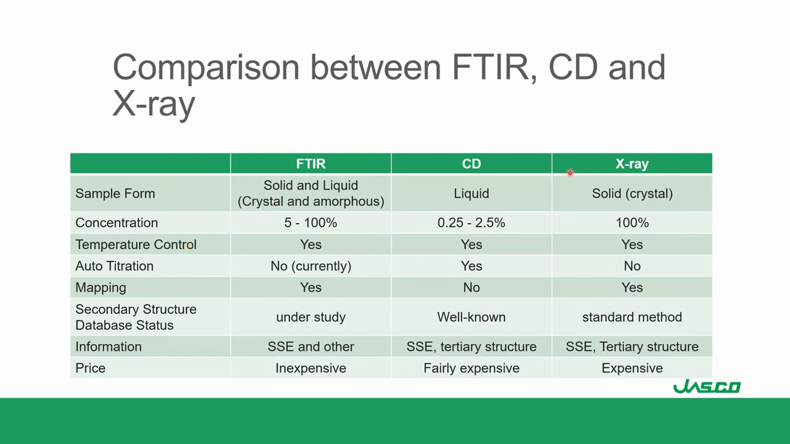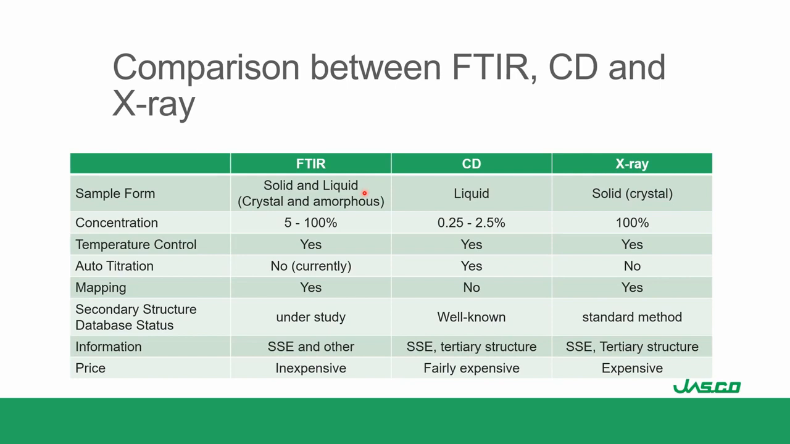Basically, we are going to be looking at solid samples that are crystals, of course, because we are talking about solid samples. The concentration is 100%. In X-ray, it's possible to have temperature control, and also do mapping. It's a standard method, and the information that we can get from proteins is secondary structure and tertiary structure, but it's quite an expensive technique compared to IR.